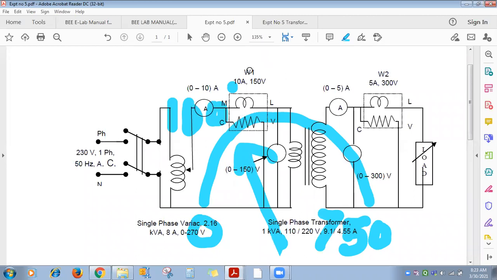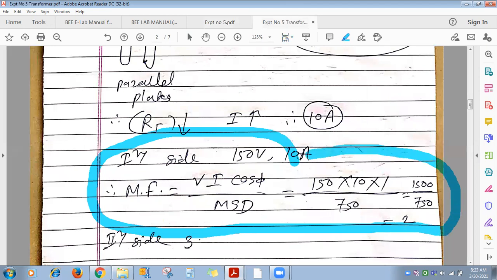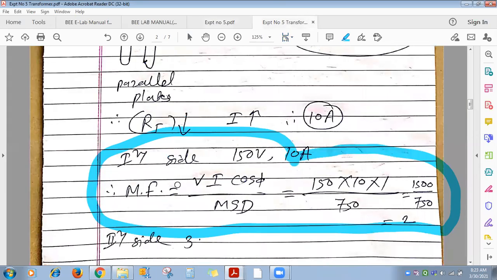100 into the multiplying factor will be the reading of this wattmeter. How do we calculate the multiplying factor? This is the formula: V range into I range into cos phi, divided by maximum scale deflection. The V range given is 150 volt, and the I range is 10 ampere. For the first wattmeter, the cos phi is given by the manufacturer as 1, and the full scale deflection is 750. So 1500 divided by 750 is 2. So the multiplying factor is 2.